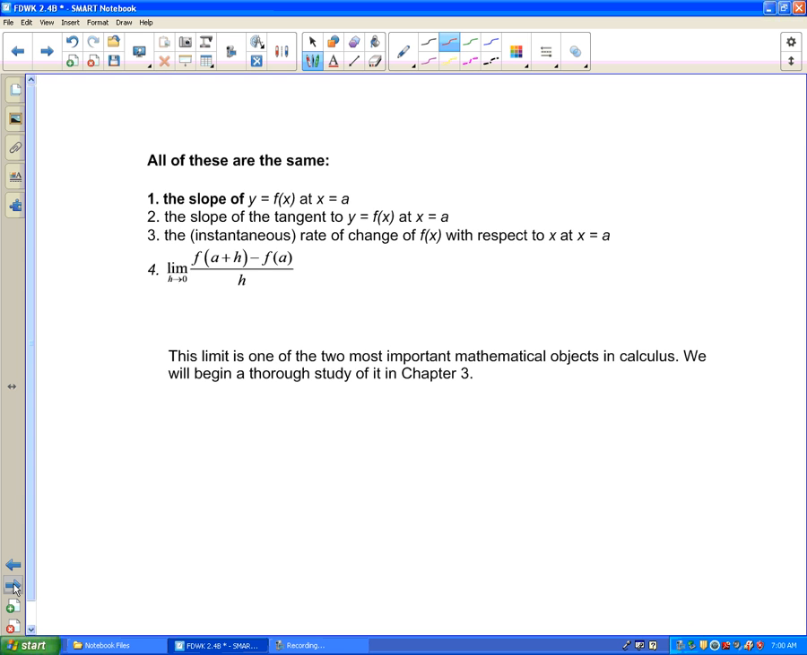So if you need to find the slope of the tangent line, that's saying you need to find the slope of the curve, which means you could use this particular algebraic expression to calculate that. Now, this particular limit that we see in number 4 is one of the two most important mathematical objects that we have in calculus. And in the next chapter, we're going to go into a more detailed, thorough study of it.